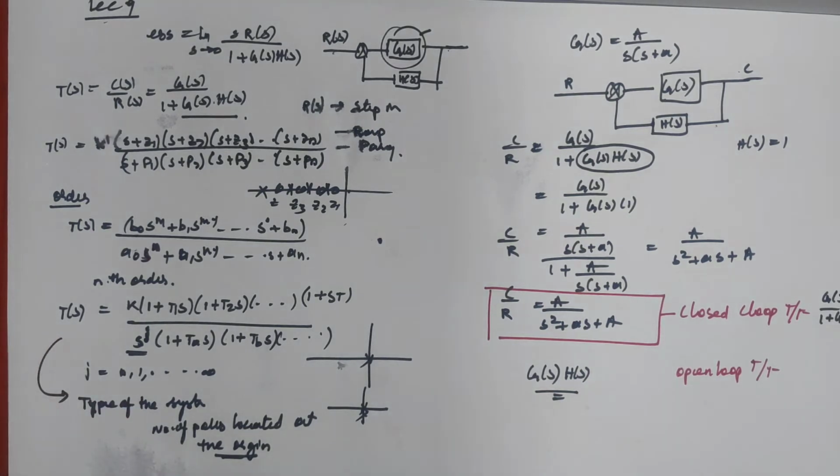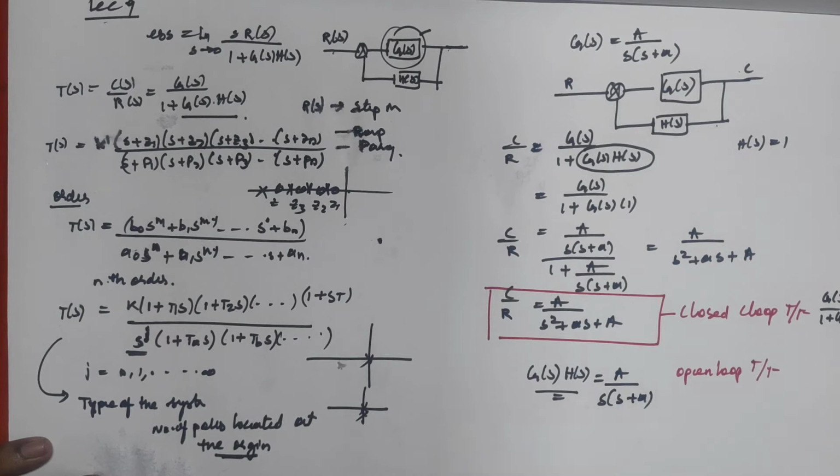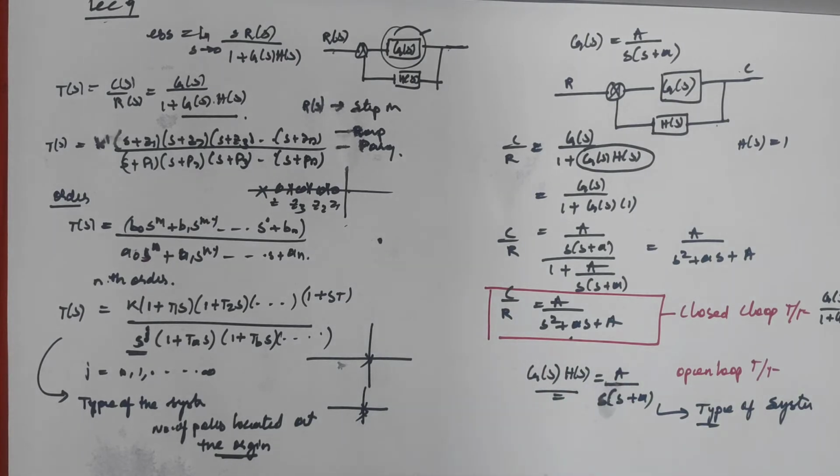So what I'm saying is, in the open loop transfer function, what we have is a by s into (s plus a). Here we can define the type of system. We can know the type of this system. But in the closed loop system we can know the order of this system. So we can't find the exact type here, so that is the thing we need to understand.